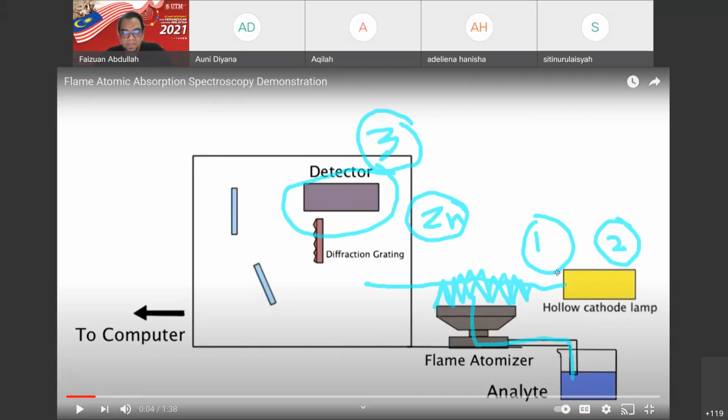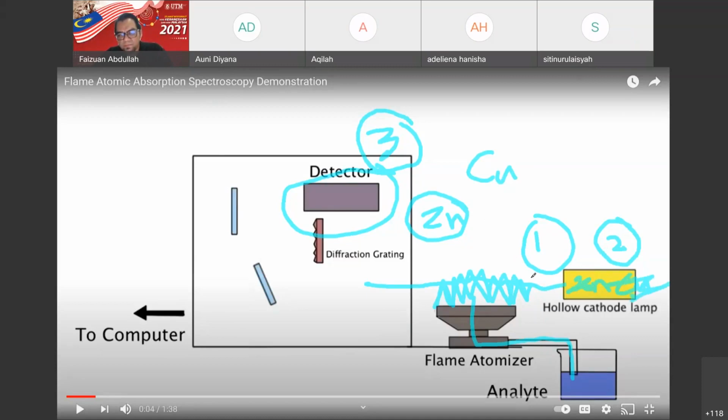Remember, AAS can only detect one element at a time. For example, for zinc, we need to put in a hollow cathode lamp with zinc light. To detect another metal, copper, we need to put in a hollow cathode lamp with copper light. So today we use zinc.